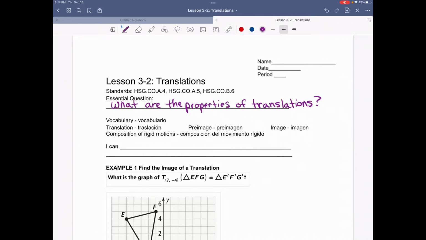For the I can statement, it's I can describe the properties of a figure before and after a translation.